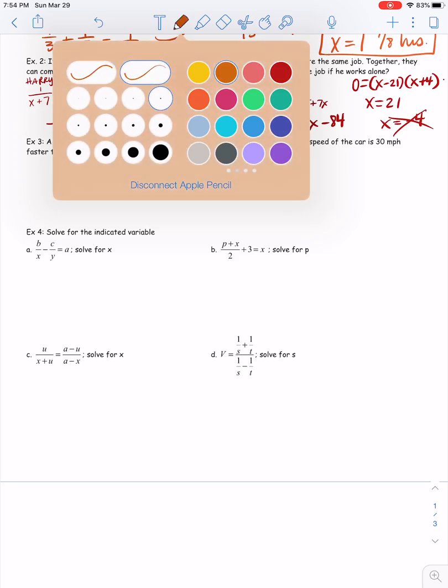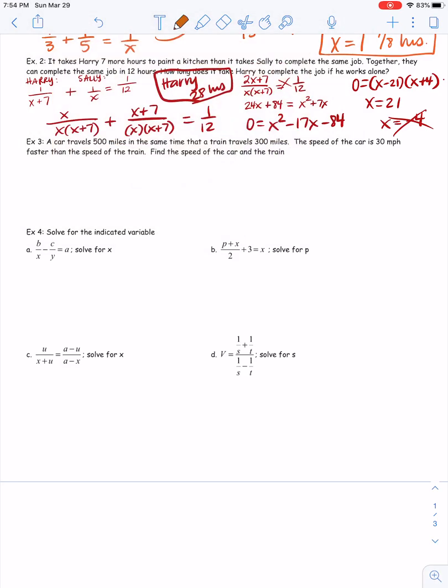Alrighty, moving on. A car travels 500 miles in the same time that a train travels 300 miles. The speed of the car is 30 miles per hour faster than the speed of the train. Find the speed of the car and the train. So this is going to use a little bit of a different equation. We're not talking about work and rate and time. We're talking about distance now. It's traveling in the same time but different distances.